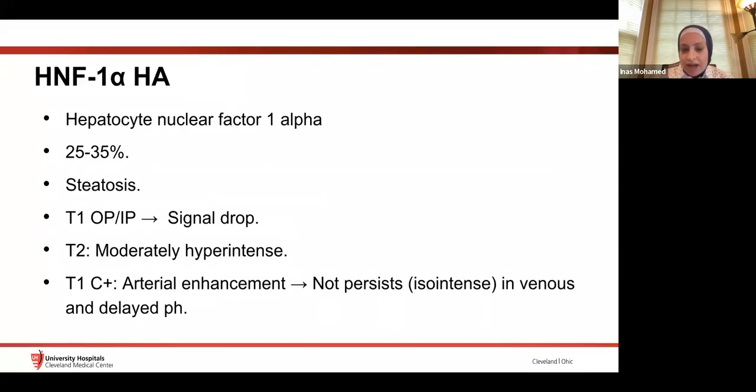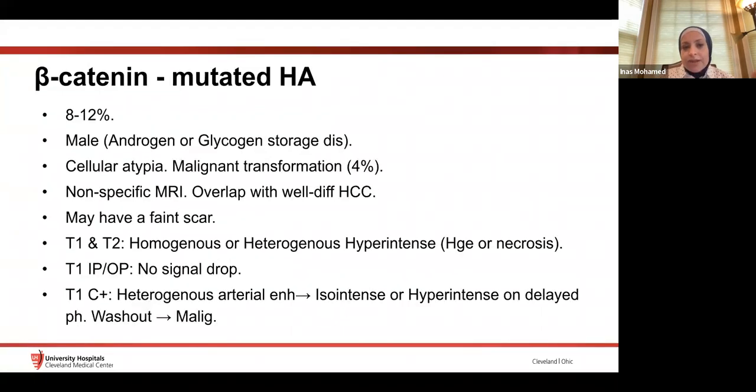The other subtype, hepatocyte nuclear factor 1 alpha, is 35% of the subtypes of hepatic adenomas. This is the one that has intracellular lipid, so it will drop signal in the out of phase compared to the in phase. On T2 it is moderately hyperintense, and it enhances arterially and becomes isointense without washout. This is the one for which we do biopsies for adenoma.